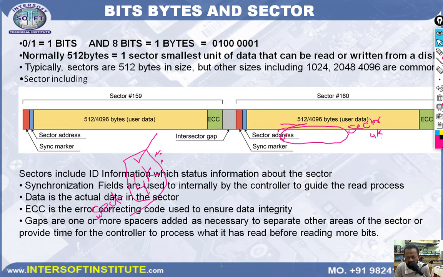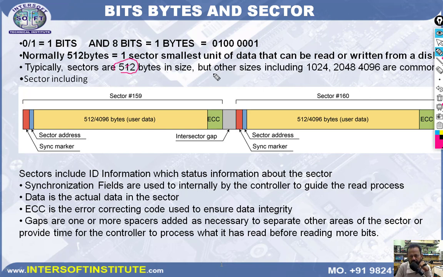Now what is a sector? 0 or 1 is equal to 1 bit, a binary digit. 8 bits is equal to 1 byte, and 1 byte may be like 01100 and so on. Normally 512 bytes is equal to 1 sector, the smallest unit of data that can be read and written. Typically sectors are 512 bytes in size, but other sizes like 1024, 2048 and 4096 are also common. If there is a 4K sector, then one sector will be 4K, but in older hard disks it may be 512 bytes.